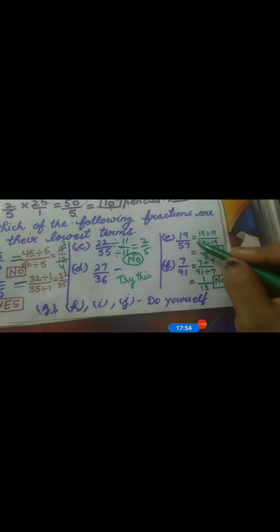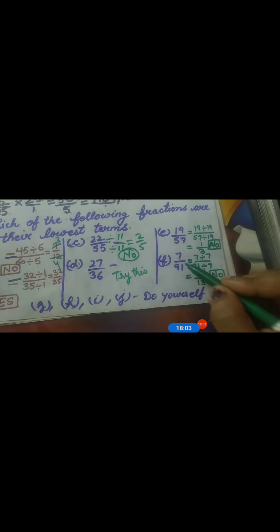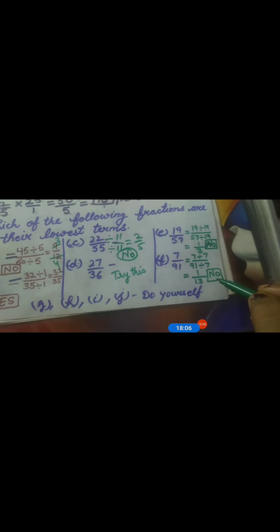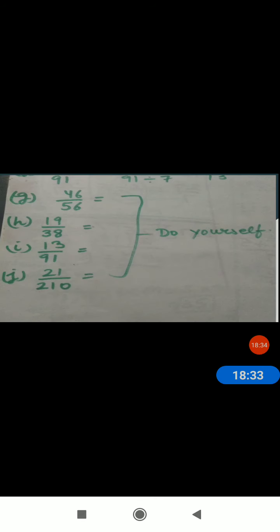Now E part, 19/57. In the table of 19 we have 19 and 57 both, so no. This is also not in their lowest term. 7/91, both come in the table of 7, so no. This 7/91 is not in their lowest term. G, H, I, J you will be doing by yourself. In 9th question you will be dividing it by yourself. I have solved some questions, some parts for you. This is exactly the same as I have explained in question number 8. Now you will be doing G, H, I and J part by yourself.